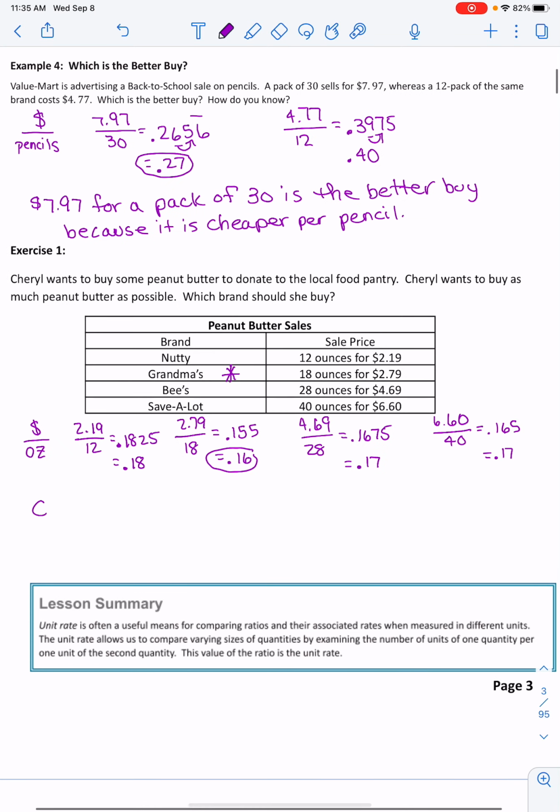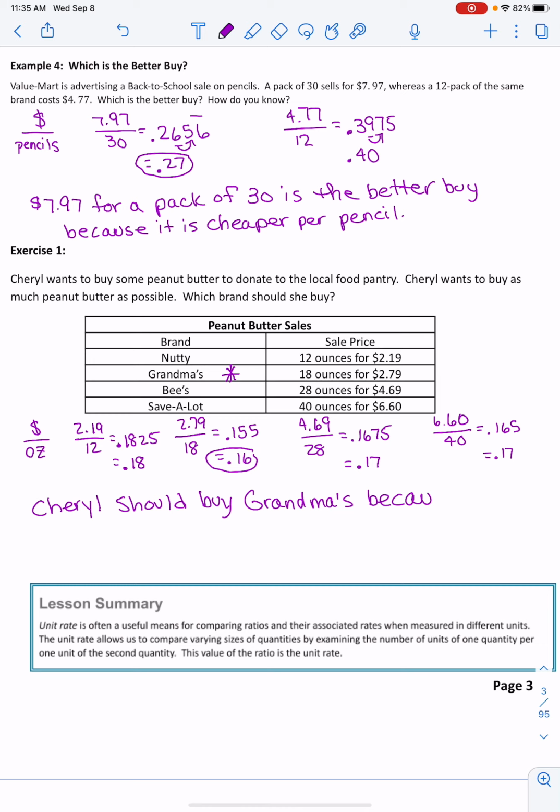So Cheryl should buy Grandma's because it is cheaper per ounce. And this ends our lesson.